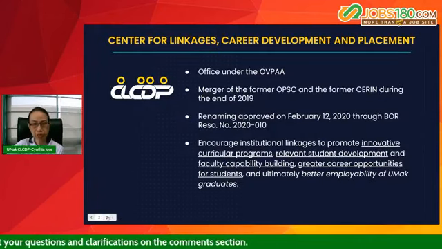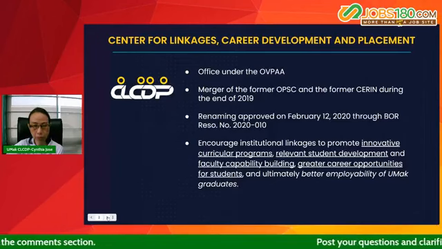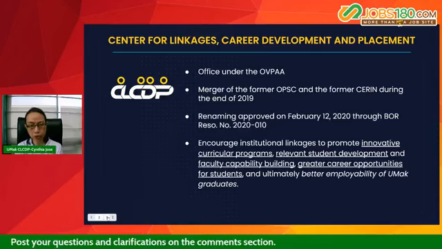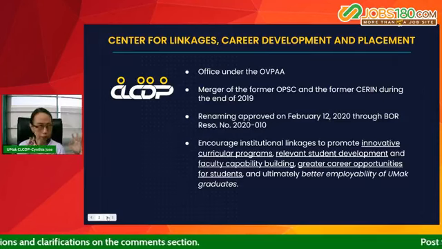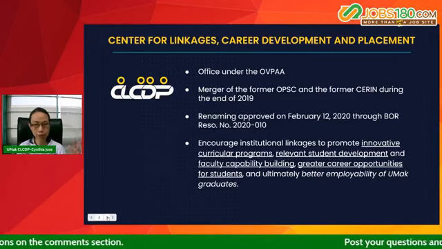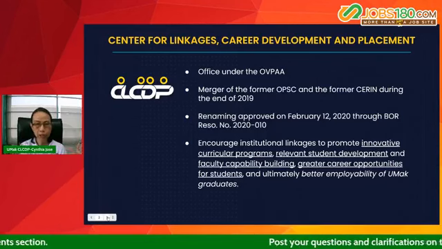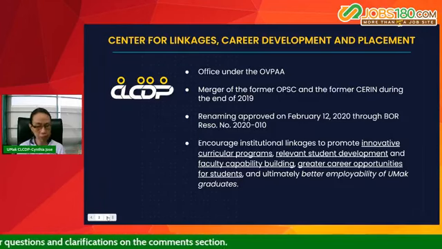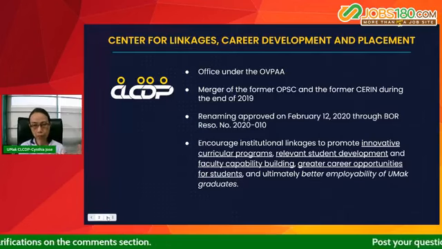Okay, all right. So this is an office under the Office of the Vice President for Academic Affairs. This is a merger of the former OJT and Placement Center, which was mentioned earlier by Sir X. Prior to the merger, the OJT and Placement Center was a separate office from Serene, which I used to head before. Serene actually stands for the Center for External Resource and Institutional Networking. So anything to do with partnerships, that is handled by Serene.